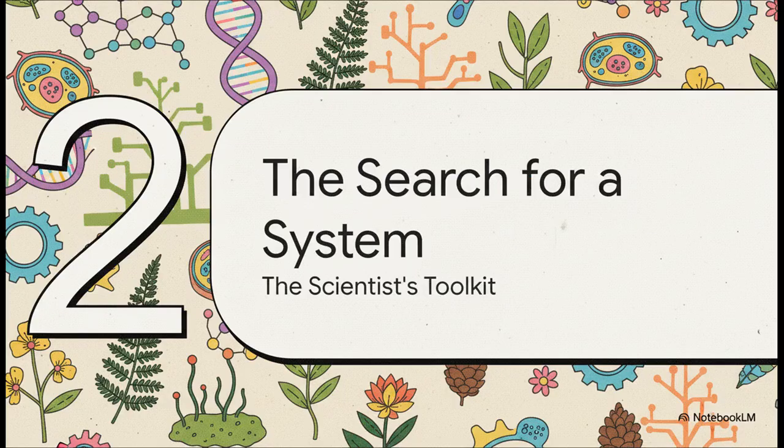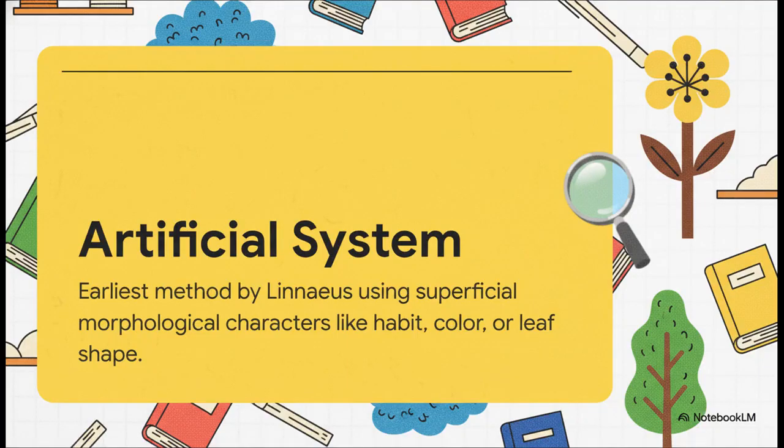So, to figure this all out, scientists didn't just pull one system out of a hat. No, they developed a whole toolkit of methods, and that toolkit has gotten way more sophisticated over the years. The first try was what we call the artificial system, and the big name here is Carolus Linnaeus. The idea was to use really simple, obvious traits, like, is it a tree or a shrub? What color are the flowers? It's like organizing your bookshelf just by the color of the book covers. Yeah, it's quick and easy, but it doesn't really tell you anything about what's inside the books.